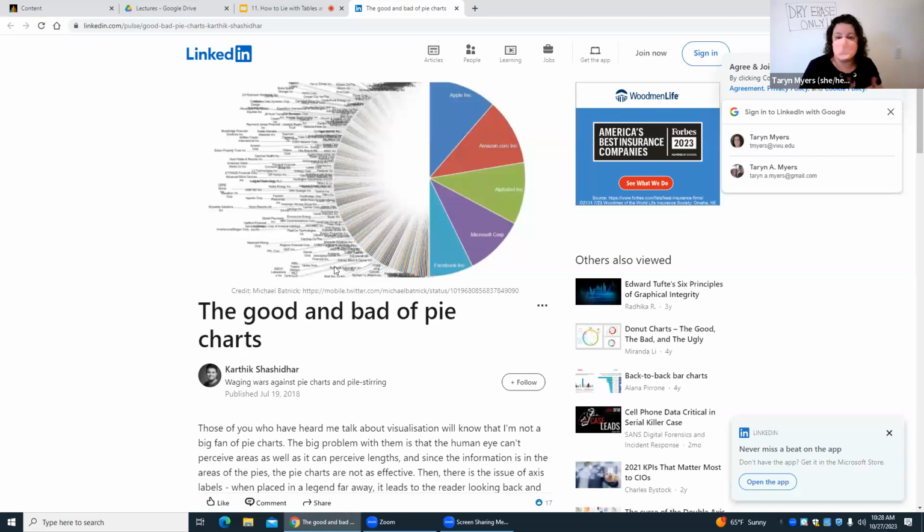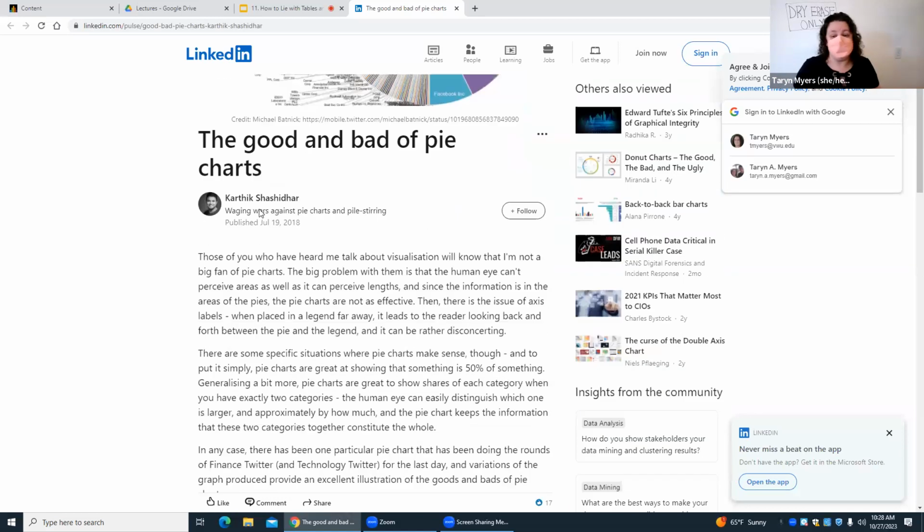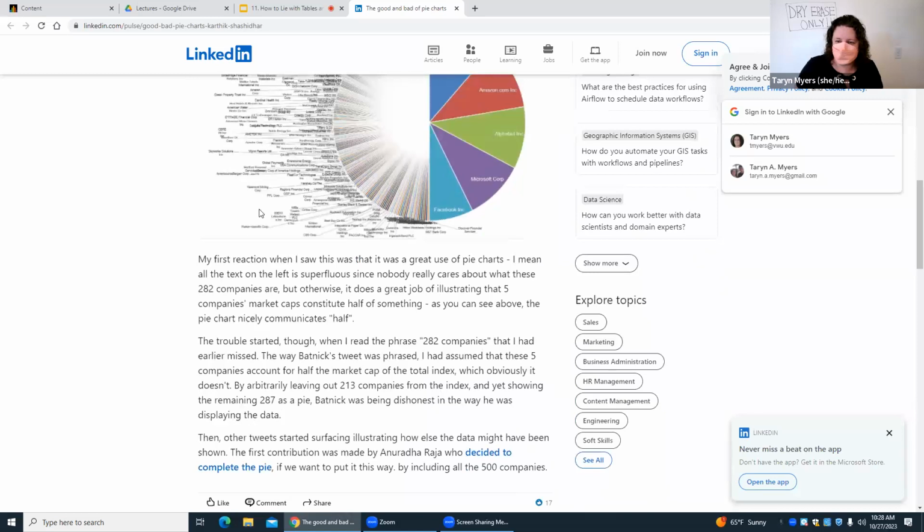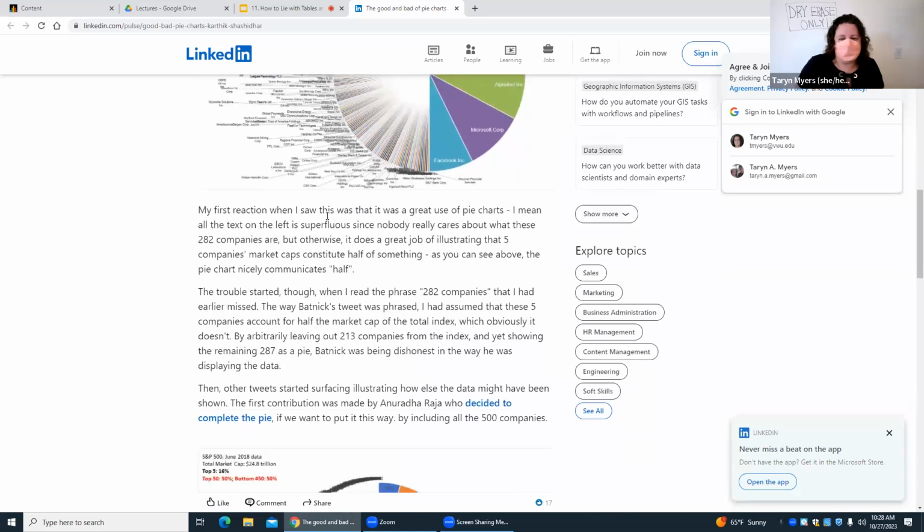Honestly, to portray this data better, I would just make a table that shows their actual percentages just listed, right? Because that's going to be easier to wrap your head around. I get that. That is a bad pie chart, right? He thought this was a good one.